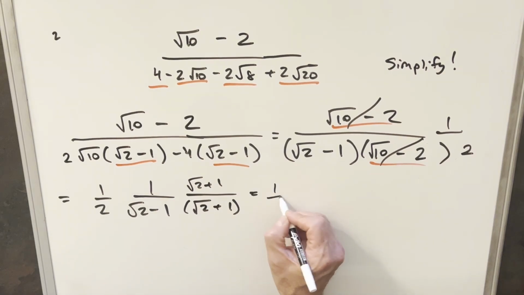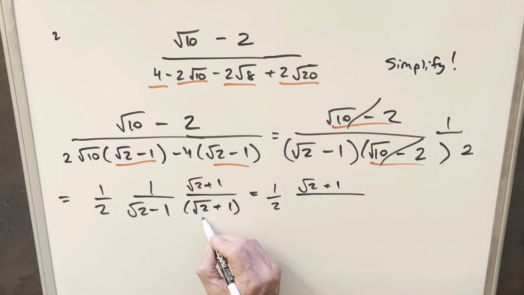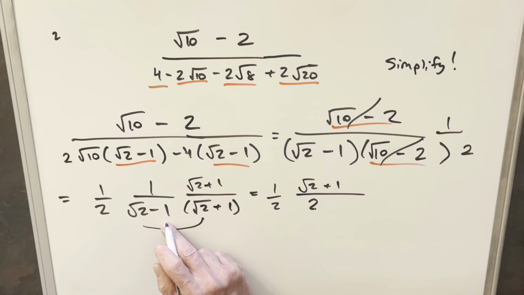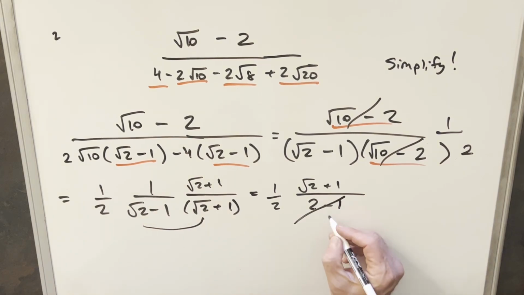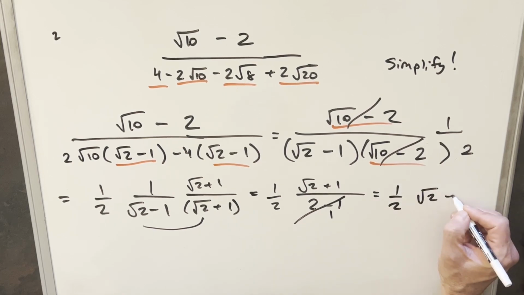Then if we multiply this out, we're still going to have a 1/2 out front. We'll have a square root of 2 plus 1 upstairs. Then multiplying this together, square root of 2 times square root of 2 gives me 2. Then minus 1 times plus 1 is going to give me minus 1. But this thing reduces to 1 in the denominator, so we're left with our final solution, just 1/2 times square root of 2 plus 1.